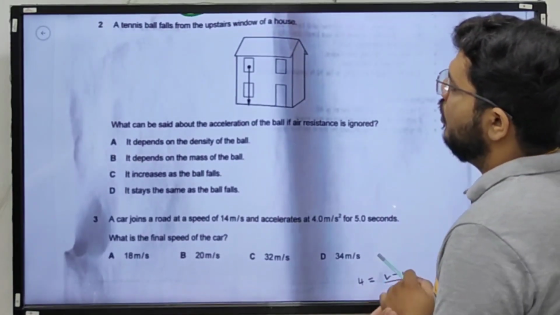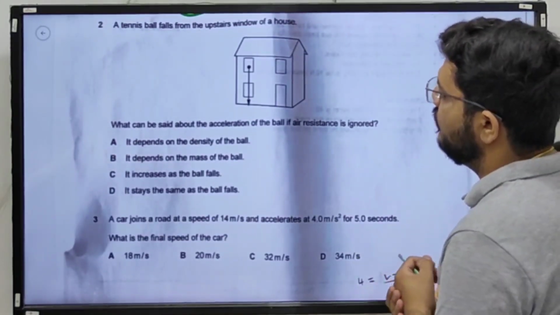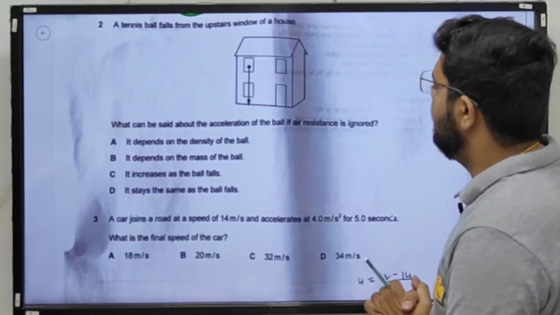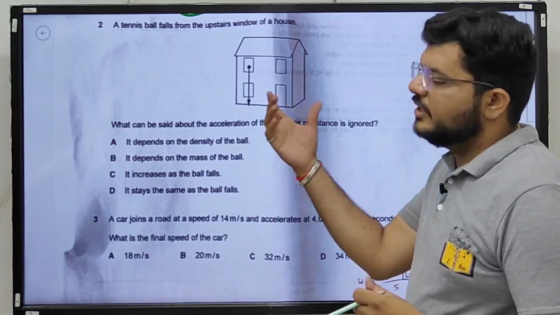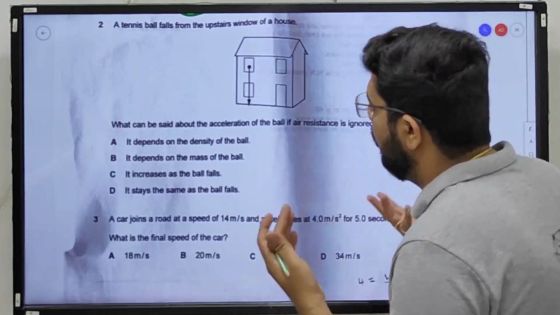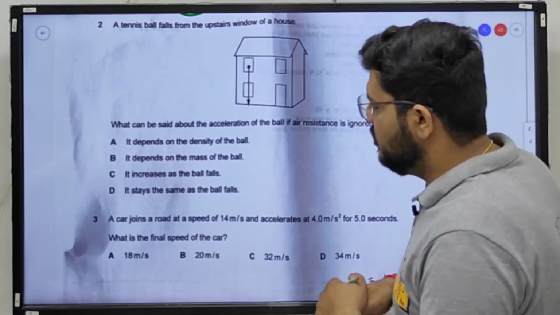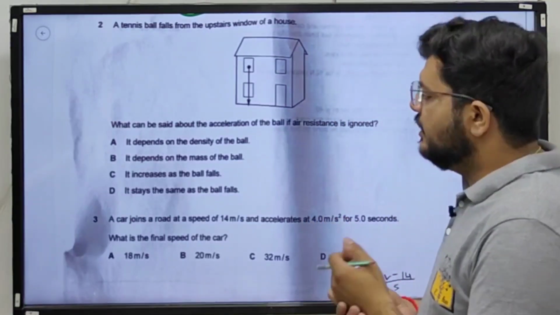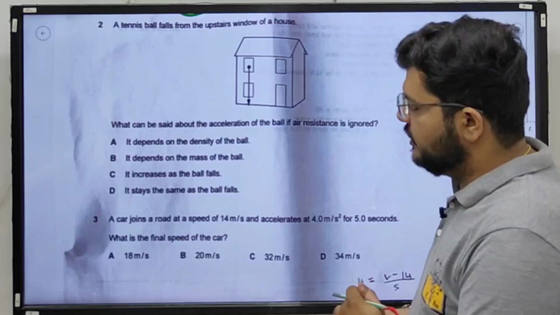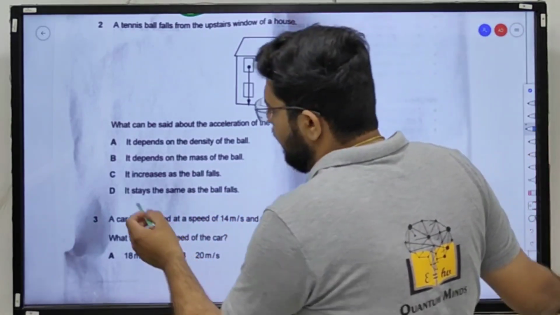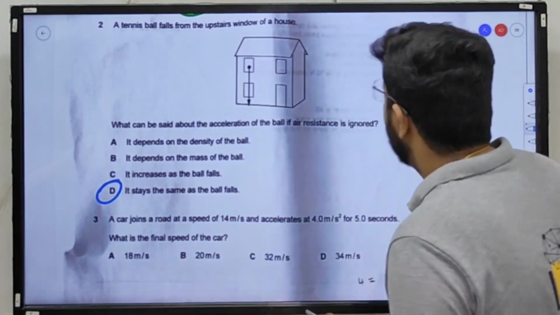A tennis ball falls from the upstairs window of a house. What can be said about the acceleration of the ball if air resistance is ignored? If the air resistance is ignored, the acceleration of the ball is constant. It depends on the density of the ball? No. It depends on the mass of the ball? No. It increases as the ball falls? No. It stays the same as the ball falls. So D is your correct answer.